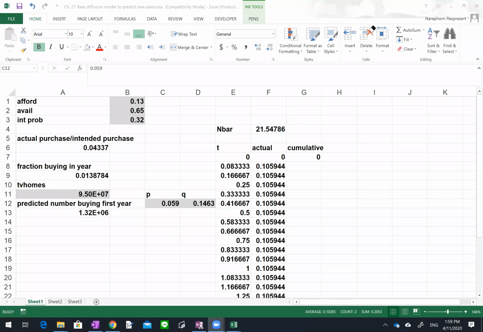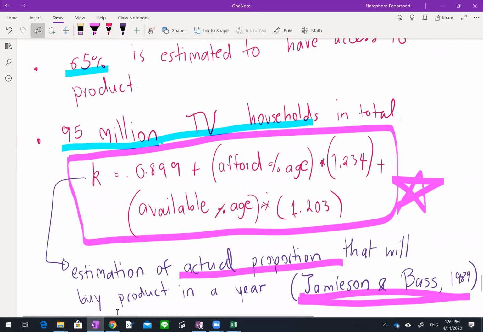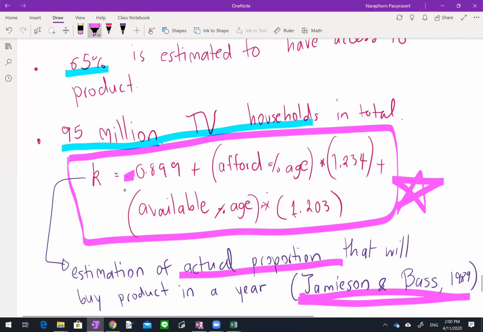Okay, now once we input all the model parameters, the first thing that we want to calculate is the actual purchase. And if you take a look at this, this formula actually came from the estimation of the K parameter, which is the estimation of the actual purchase proportion. So the formula has a minus sign. I have to stress that out.